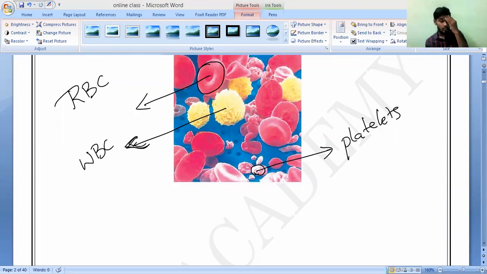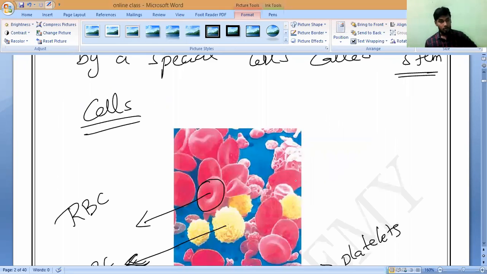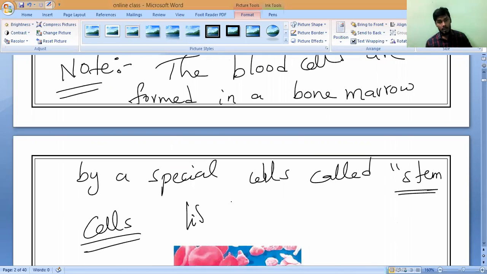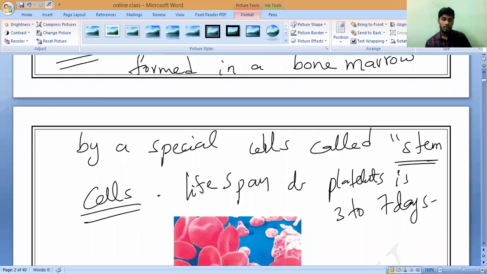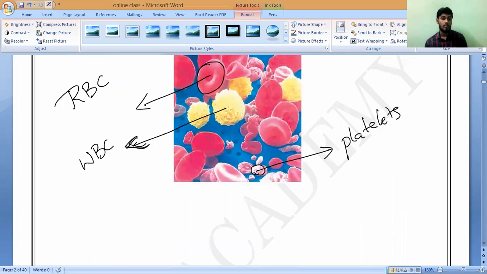So the last point: I forgot the lifespan of platelets. The lifespan of platelets is about 3 to 7 days. Note it down. How much? 3 to 7 days. Please note it down. That is very important. Do you understand that? Yes or no? Yes, sir.